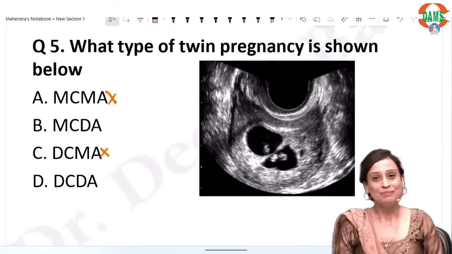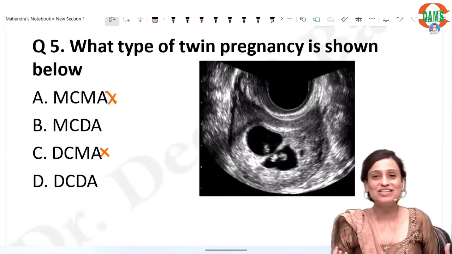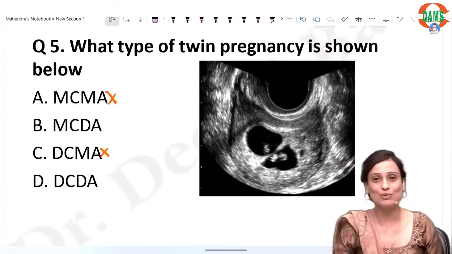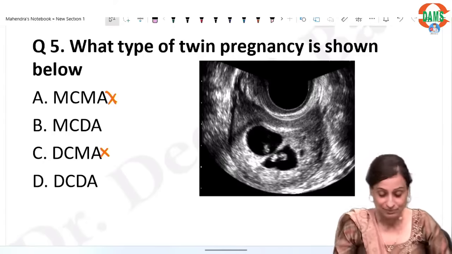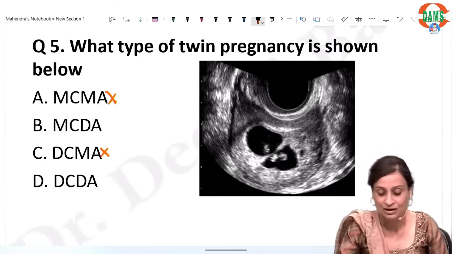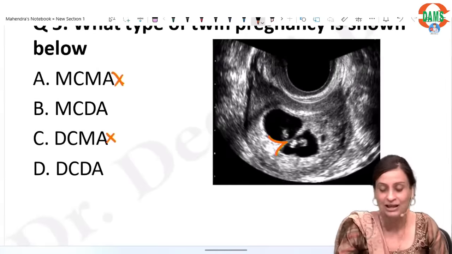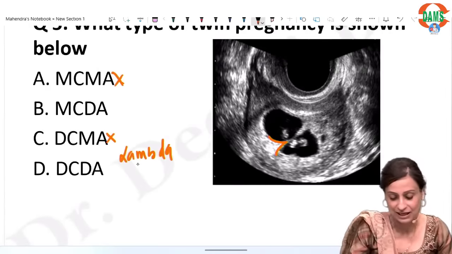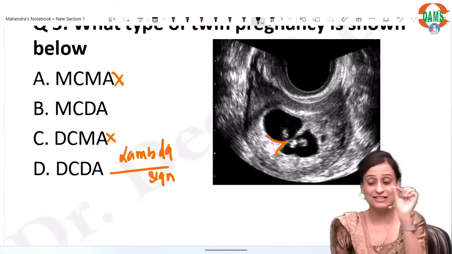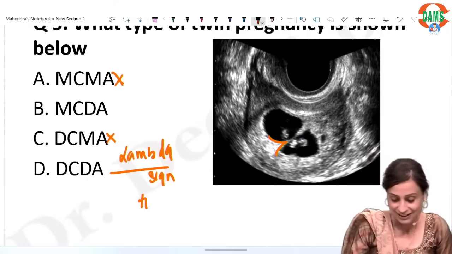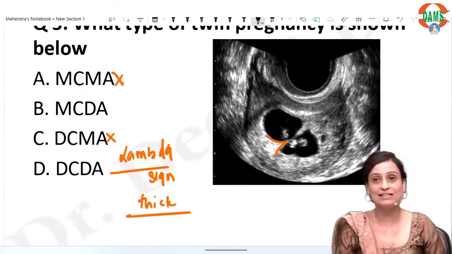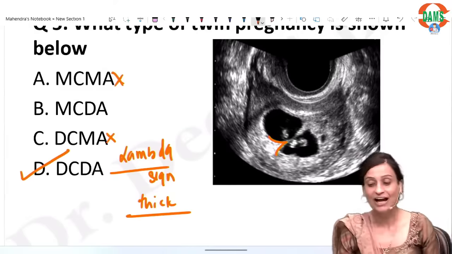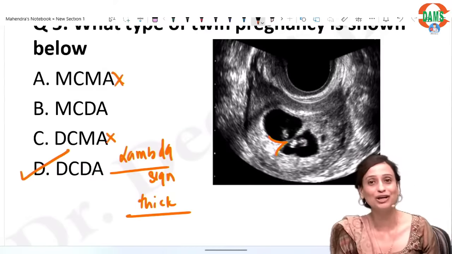Then, out of the other two, MCDA cannot exist here. But in this question, please see the dividing membrane. It is showing you the lambda sign, right? And not just that, it is a thick dividing membrane. Can you all appreciate? It is a thick dividing membrane with a lambda sign. So this is going to be dichorionic and diamniotic.